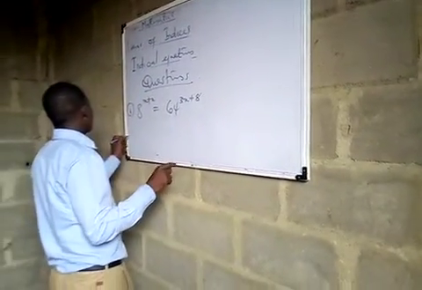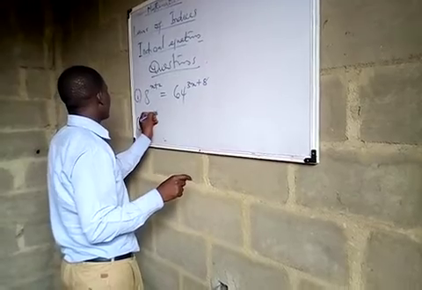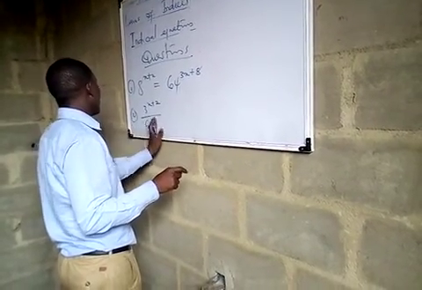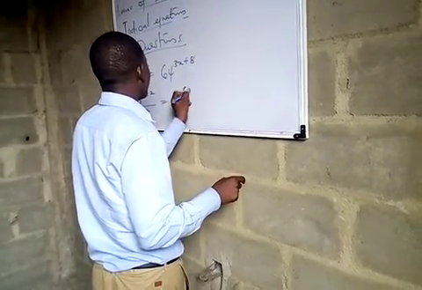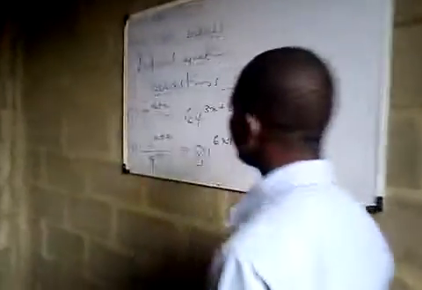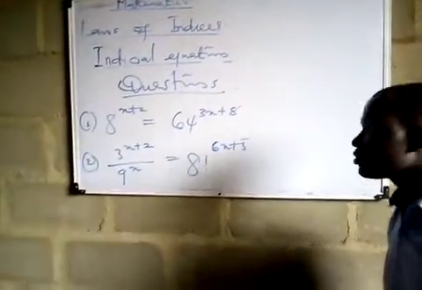Now the second one: 3 raised to the power of x squared over 1 equals 1 raised to the power of 6x plus 5. Go and solve that. Go and look for the value of x. It's a real equation. x could be a fraction and x could be a whole number. So go and solve that.